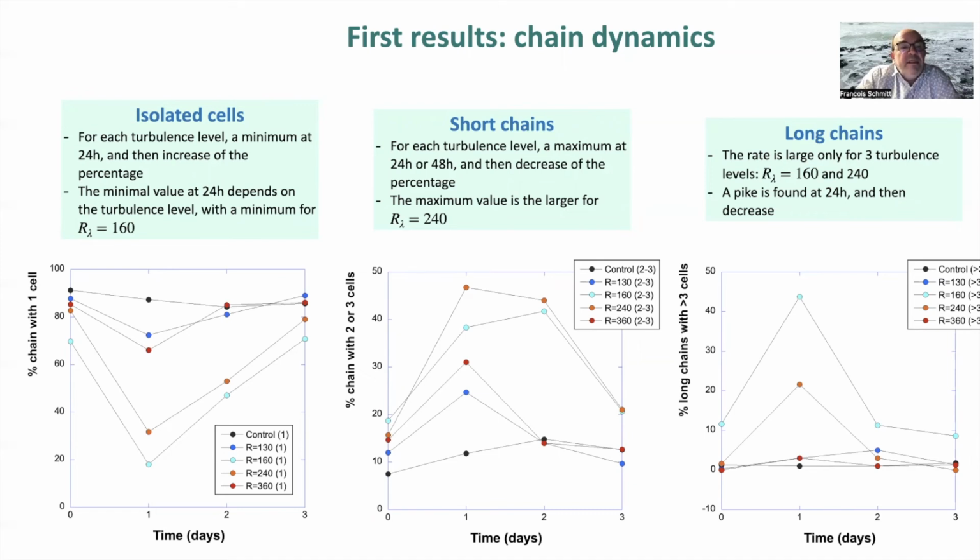And what you can see is that for a given Reynolds number, for isolated cells, for each turbulence level, we have a minimum after 1 day, and then we have an increase of the percentage. And this minimum is the smallest for R lambda equal to 160. For short chains, we have a maximum of the percentage between 1 and 2 days, and the maximum is larger for R lambda equal to 240. And for long chains, we have a rate which is large only for 3 turbulence levels between 160 and 240. And we have a peak after 1 day.